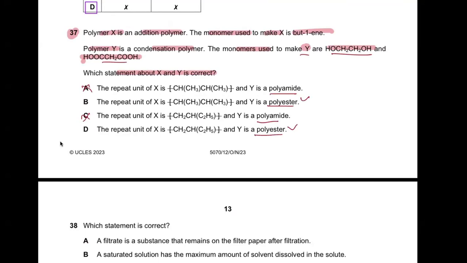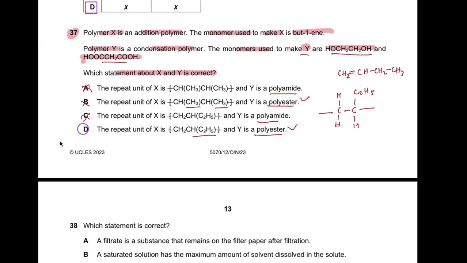And but-1-ene means CH2 double bond CH, CH2, CH3. So I can write it as carbon, carbon single bond. The carbon on the left has 2 hydrogens and the carbon on the right has 1 hydrogen and C2H5, and then this would be the repeat unit. So if you see, this would be the repeat unit. So that is over here. Over here it's not like this. So B goes wrong and D is the correct answer for MCQ number 37.